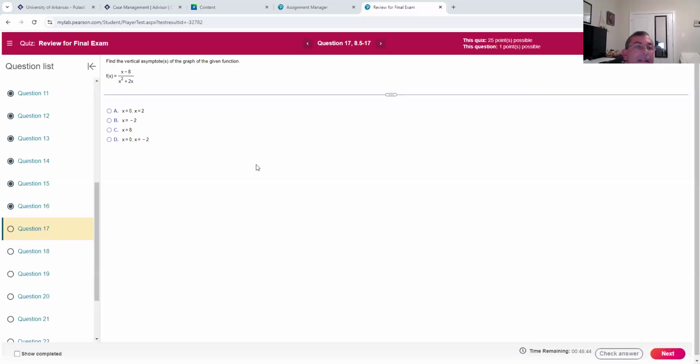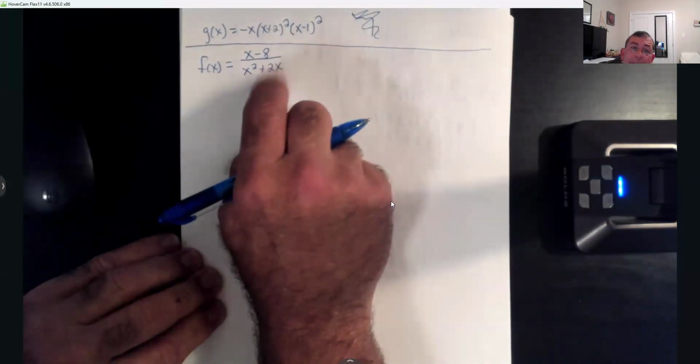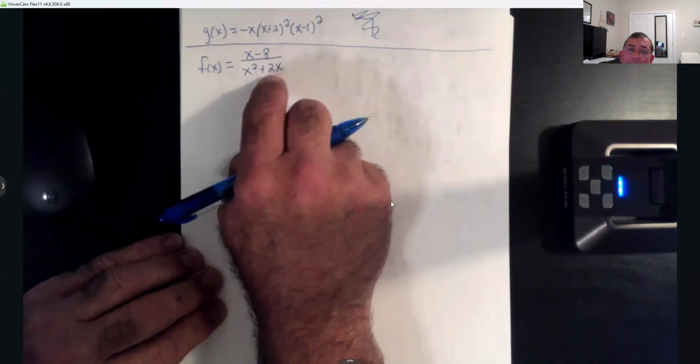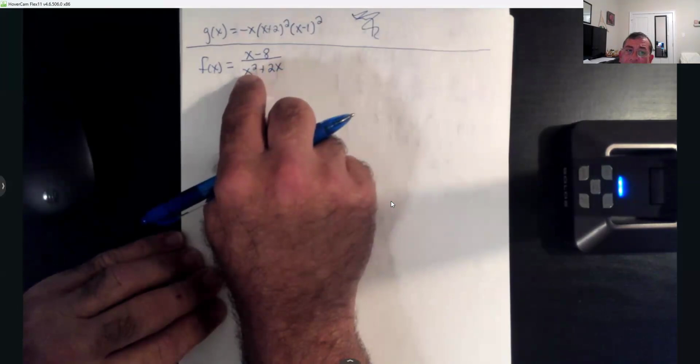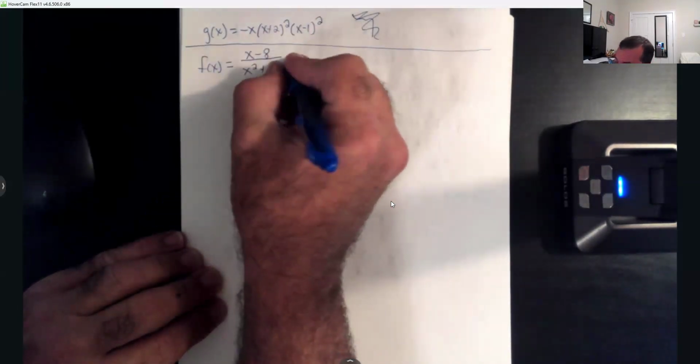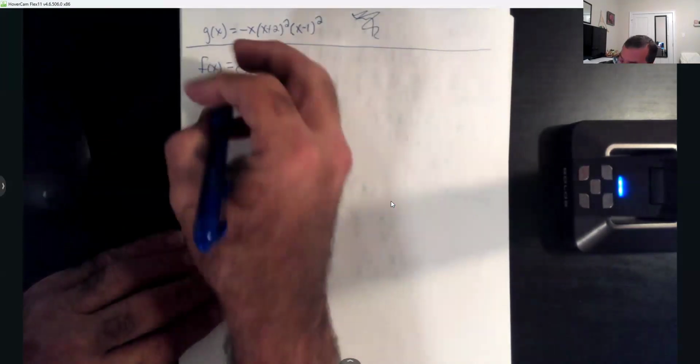All right, so 17, find the vertical asymptotes. So y'all, let me write this down. X minus 8 over x squared plus 2x. All right, so vertical asymptotes occur where the graph is undefined. So you find them the same way you find your domain, basically. You're going to set the bottom of the fraction, and only the bottom, set it equal to 0.